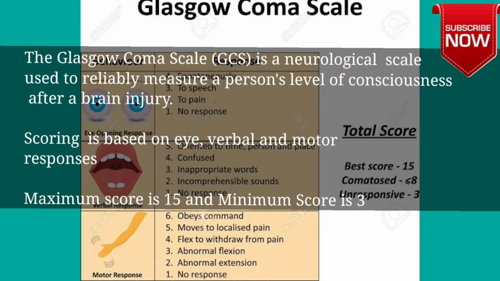Glasgow Coma Scale is a neurological scale used to reliably measure a person's level of consciousness after a brain injury. Scoring is based on eye, verbal and motor responses. Maximum score is 15 and minimum score is 3.